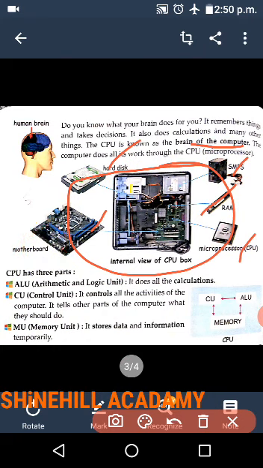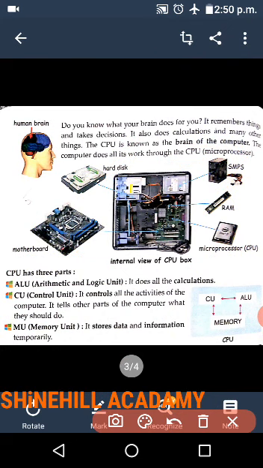Next, the CPU has three parts. The first part is ALU. ALU full form is arithmetic and logic unit. It does all the calculations. Like our calculator, in which we do only maths calculations, the ALU does the mathematical calculations only. ALU stands for arithmetic and logic unit.